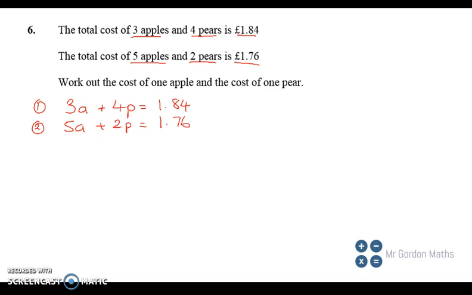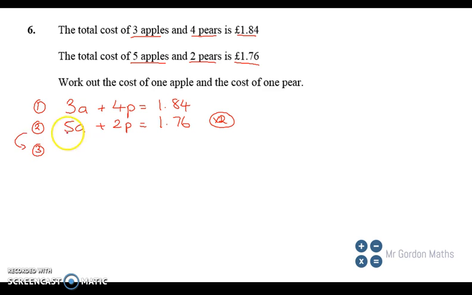means we need the same number of apples or the same number of pears. So what I'm going to do is times everything by 2 on this second one, and then that will give me the same number of pears. I'll have 4 pears in both equations. So times this by 2, make a new equation, we'll call that 3.